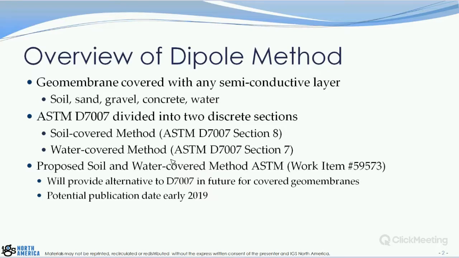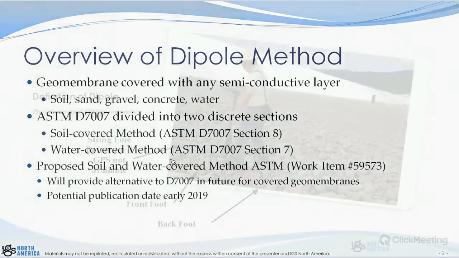So I'm also going to mention briefly, there is a new method that is currently a work item in the ASTM committee, and it will likely be published in early 2019. It's basically a dipole method for covered geomembranes, and it's an alternative to D7007. Today I'm going to talk about some of the issues that arise in D7007, and this new ASTM will address those issues.